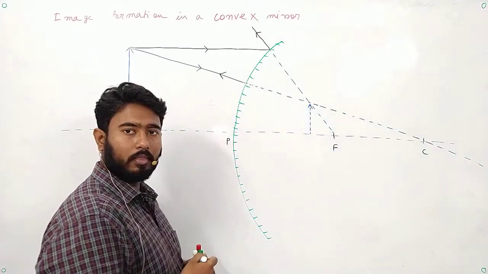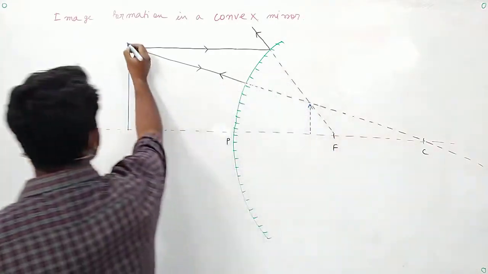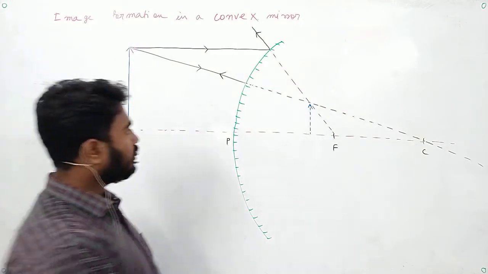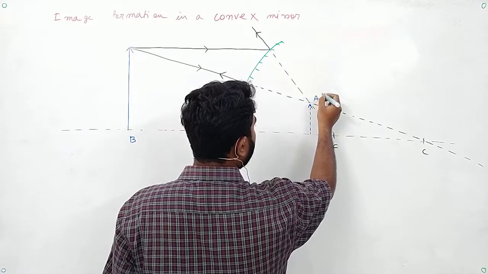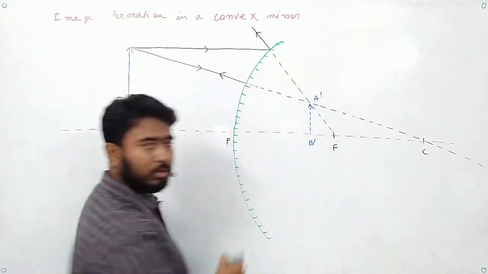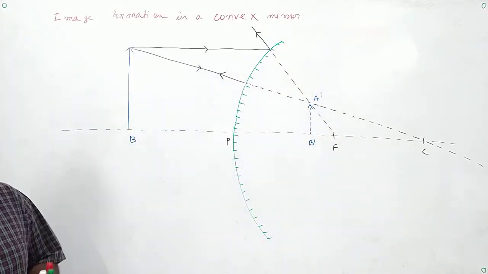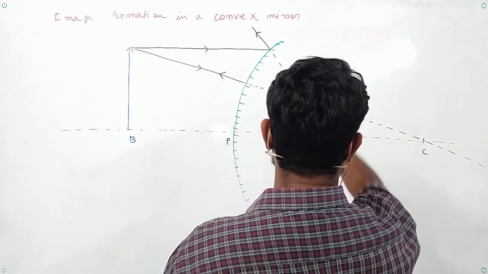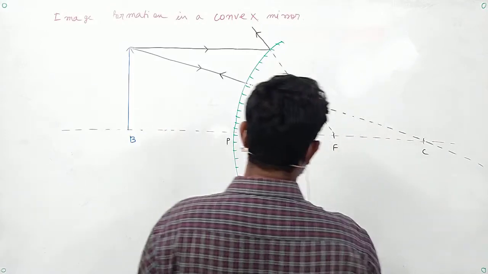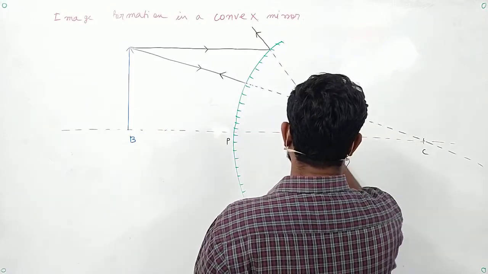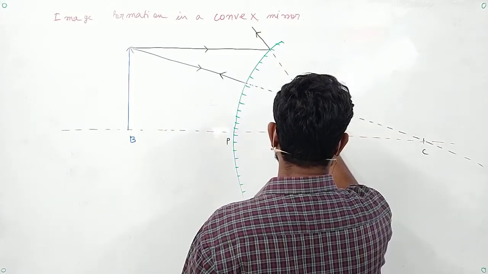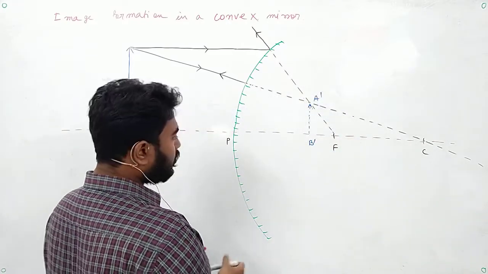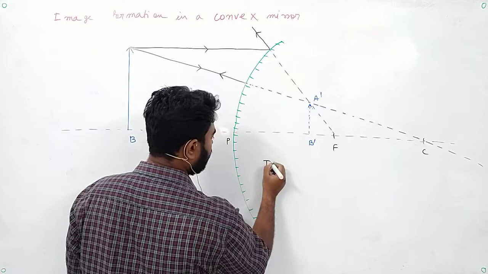Now if this is A and this one is B, this one will be A dash and this one will be B dash. Is that clear? See, the image that we have got is a virtual image. So properties of the image.